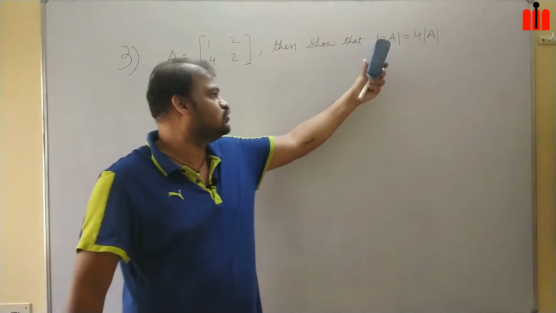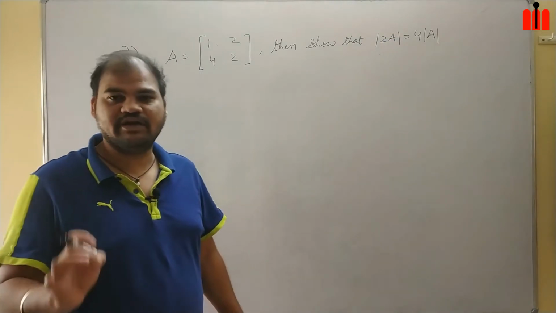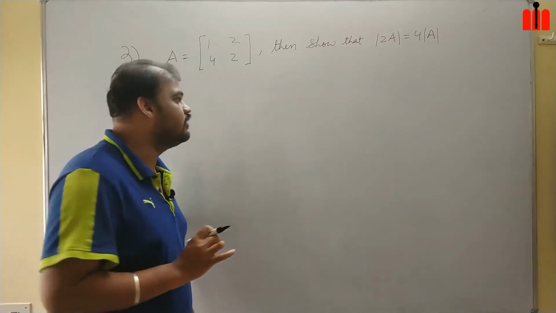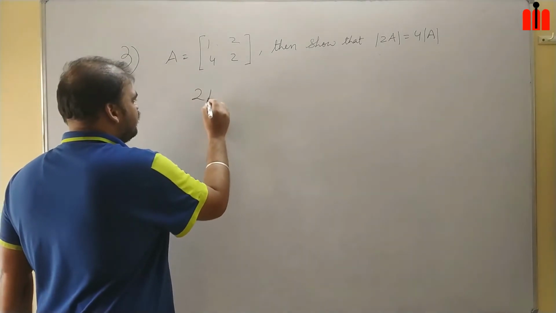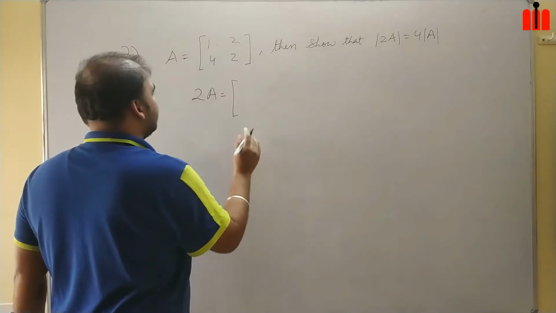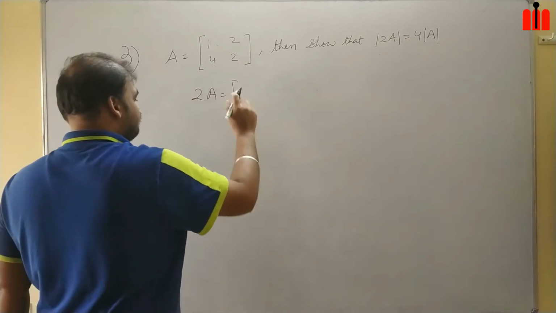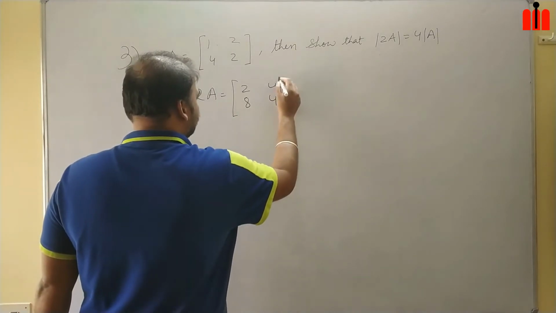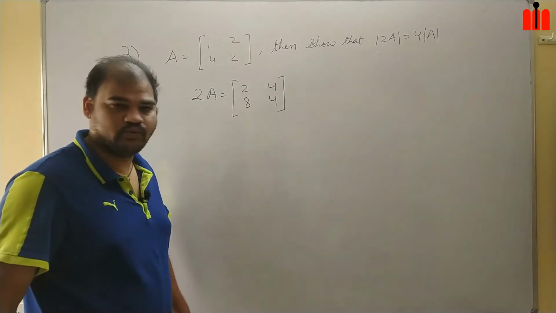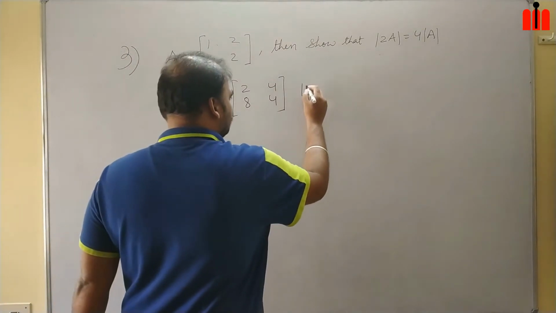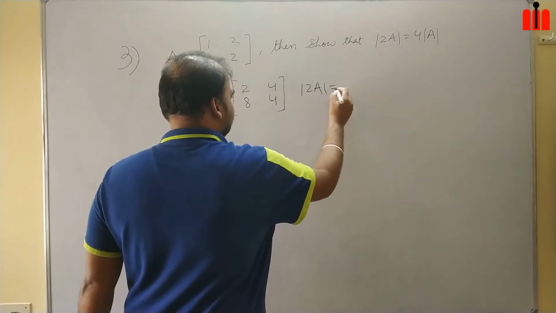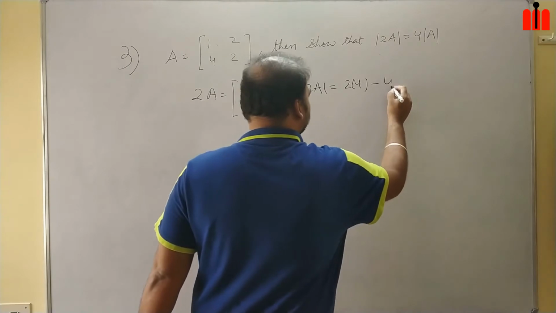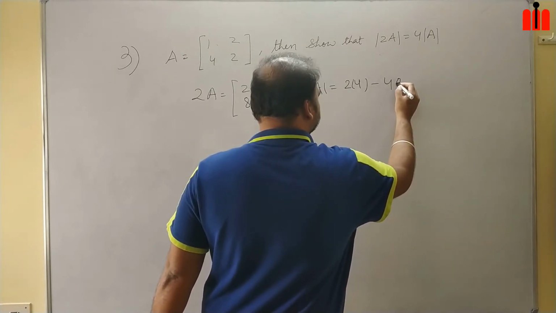What is 2A here? 2 is a scalar which is multiplied with the matrix A. That means 2 is multiplied with each and every element in matrix A. So my 2A will be 2, 4, 8, 4. This will be my 2A. What will be my determinant of 2A? Determinant of 2A will be 2 into 4 minus 4 into 8.